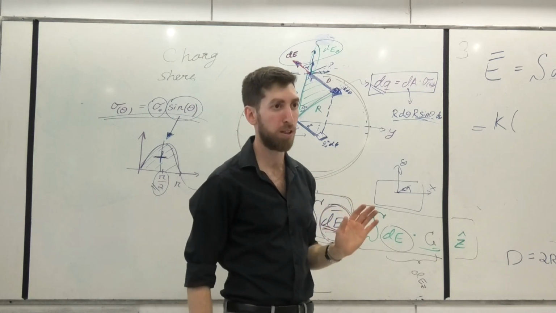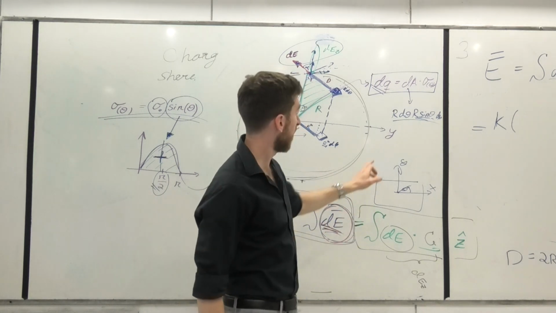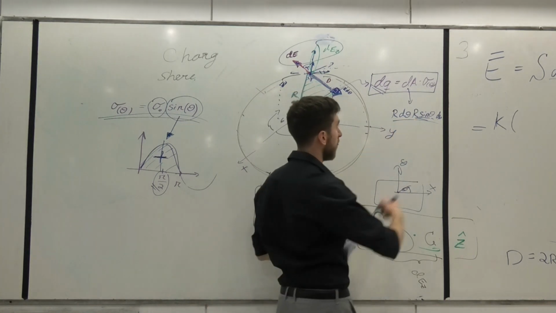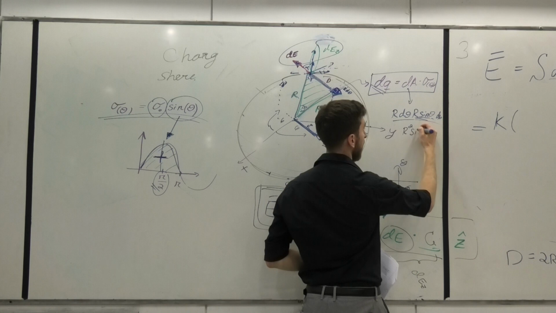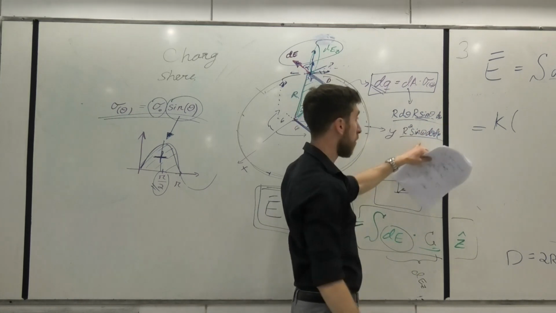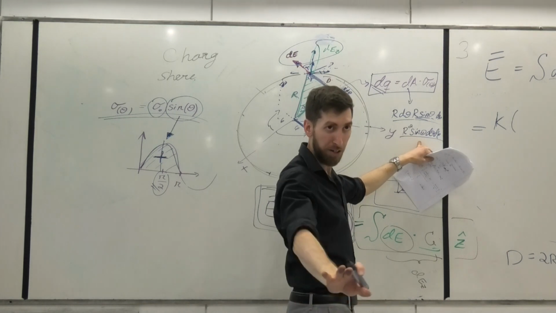So it's sine theta d phi. Yes, it's R d theta, so it's R squared actually, sine theta, d theta, d phi. This is dA.